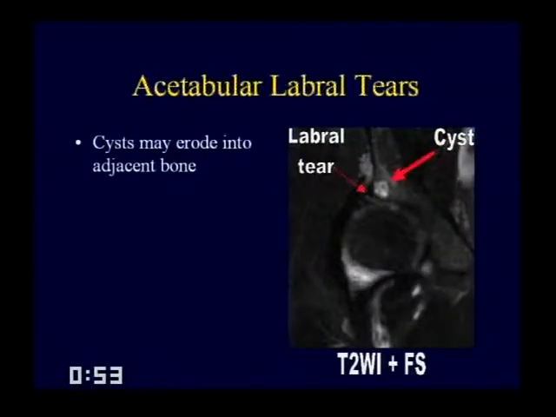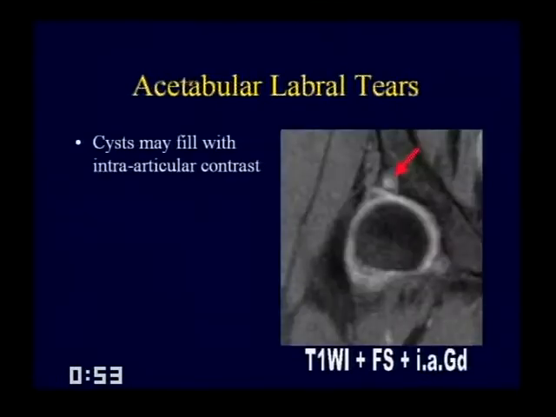There's a T2 weighted image. You can barely see the labral tear here, and here's a cyst that's eroding into the bone right above it. And the same slice, essentially, but a T1 weighted image after intra-articular gadolinium shows the labral tear, and actually this is filling with some contrast as well.